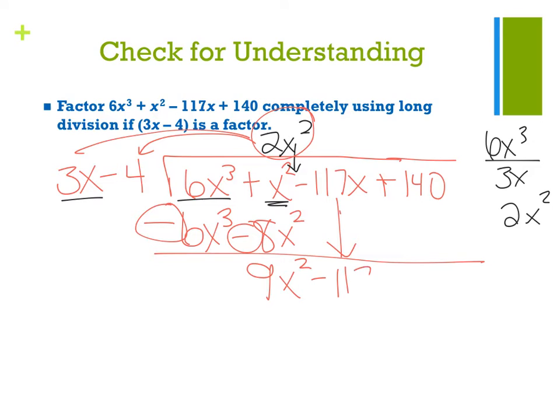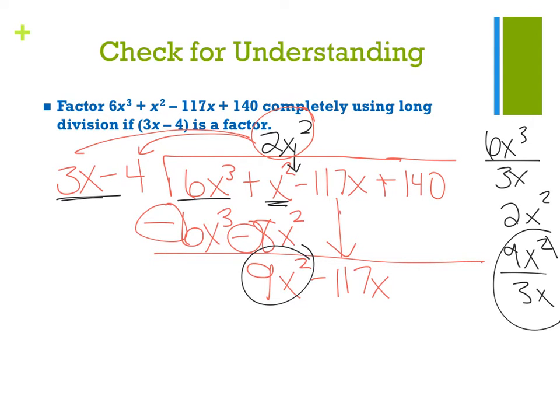I'm going to carry down the negative 117x. Now this time I'm going to divide 9x squared by 3x. If I divide 9x squared by 3x, that gives me a 3x. So I'll record that 3x above the x term, so the x's align with one another.